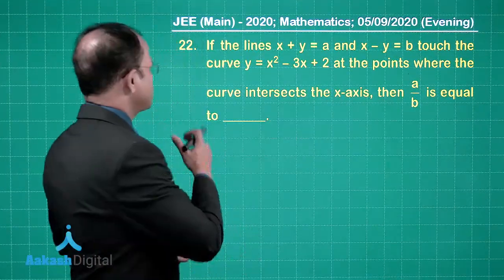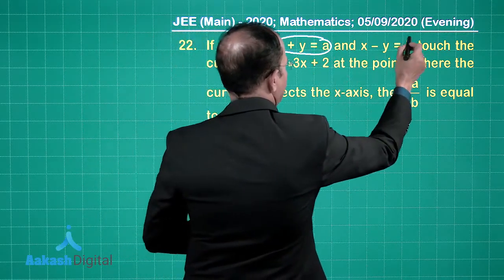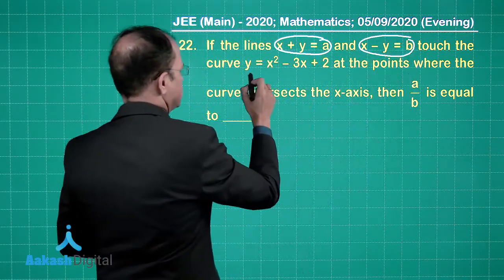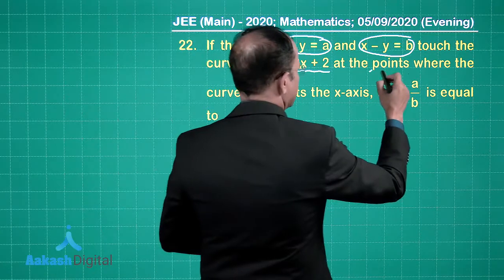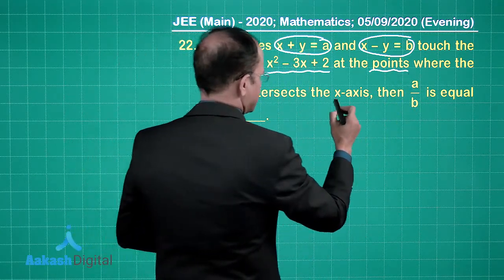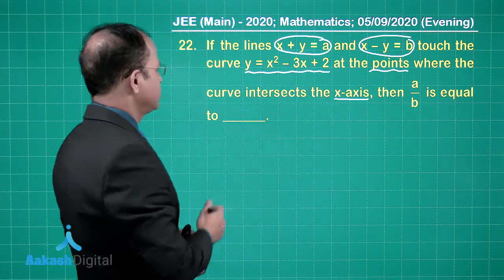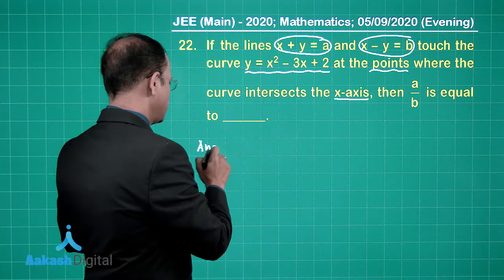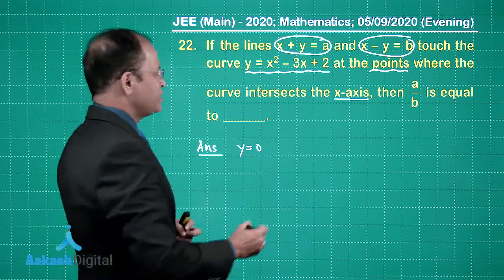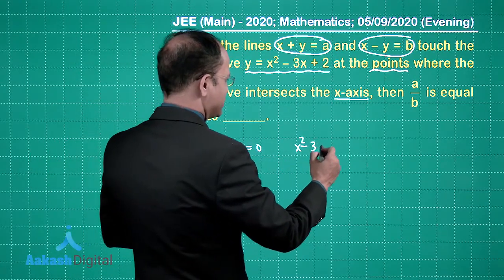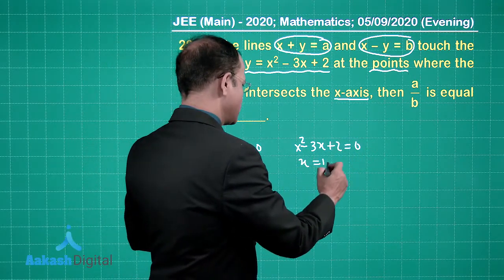Now let's discuss question number 22. If the lines x plus y is equal to A and x minus y is equal to B touch the curve y is equal to x square minus 3x plus 2 at the points where the curve intersects the x-axis. So that means this curve is going to intersect the x-axis. To get the points on the x-axis, we have to take y equal to 0. So we have x square minus 3x plus 2 is equal to 0, or I can write it as x is equal to 1 and x is equal to 2.